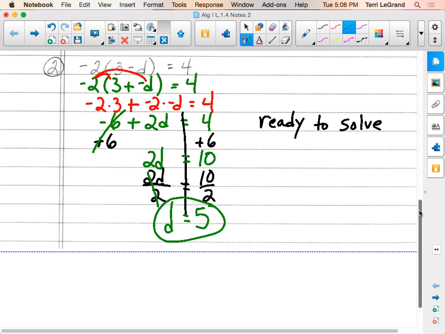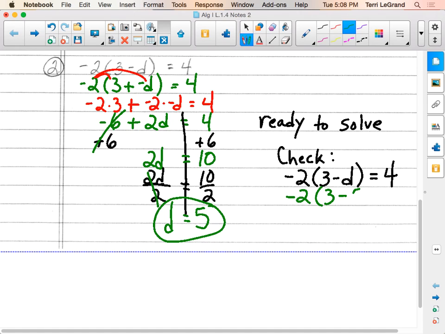But of course, we're going to check this out. We want to make sure. So let's do our check. Remember, we are always going to check in the original form of the equation before we simplified it. So we're going to substitute in, just for our d, what we solved d to be. We solved d to be 5.